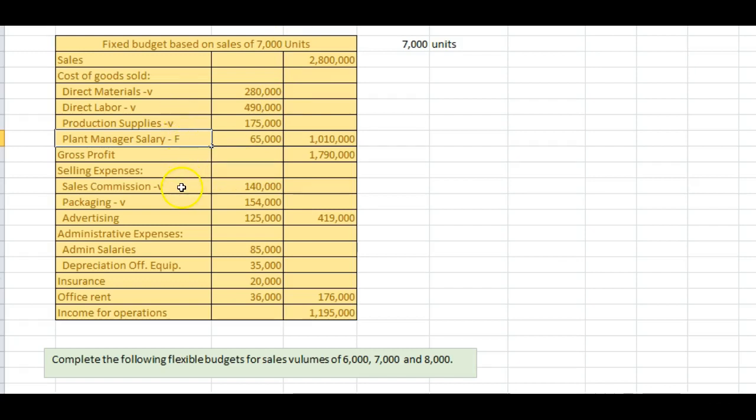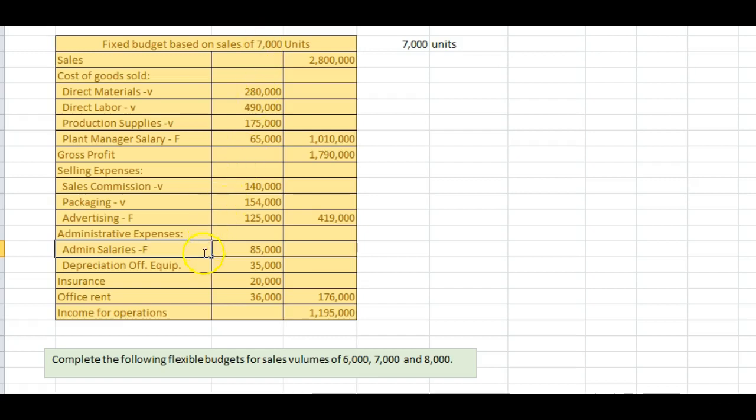Now let's go down to our selling. Well, sales commissions are obviously going to vary with the amount sold. Packaging for the product would obviously vary. Advertising would probably stay about the same no matter how many you sold, unless you went on a big advertising campaign for a specific item, and in this case we're not going to. And administrative costs are not going to change. They're going to be what they are.